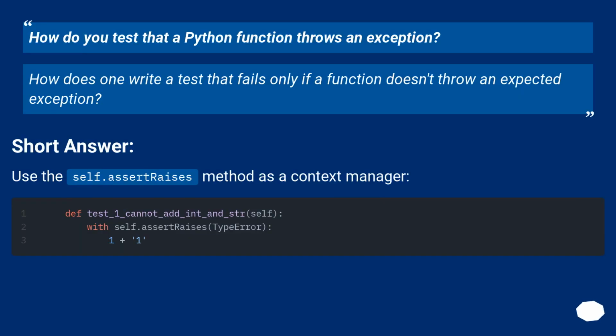How do you test that a Python function throws an exception? How does one write a test that fails only if a function doesn't throw an expected exception? Short answer. Use the self.assertRaises method as a context manager.